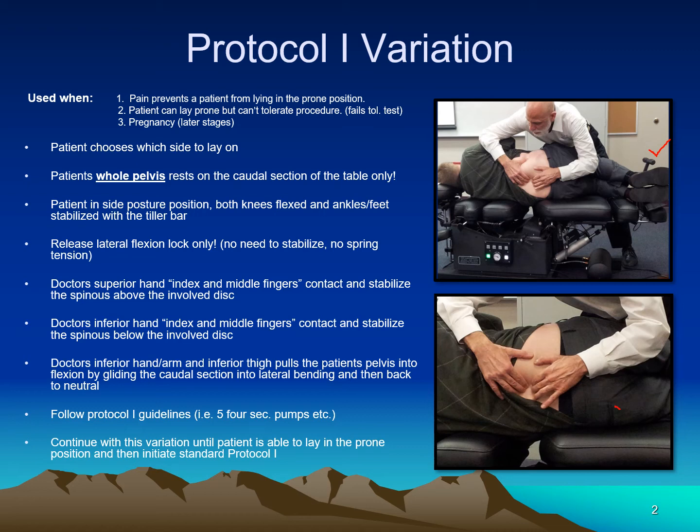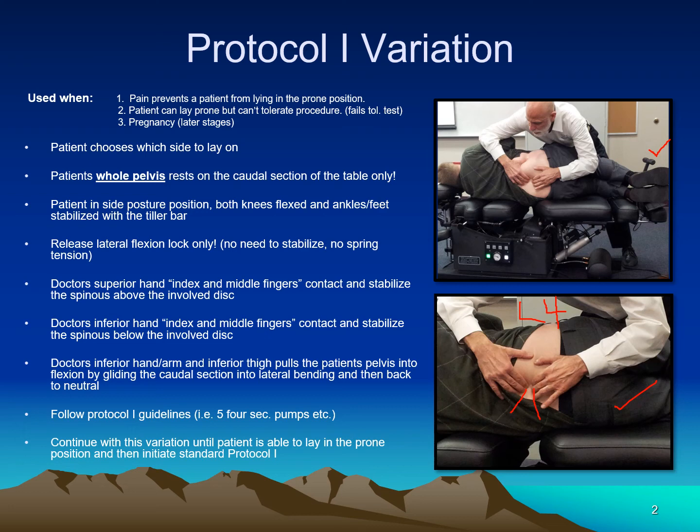Let's take a look at this lower picture right here. So let's say we have an L4 disc lesion. So we know that the two spinouses that surround the L4 disc would be the L4 spinous superiorly and the L5 spinous inferiorly. Okay, so the doctor's superior contact hand right here contacts the inferior aspect of the L4 spinous, and the doctor's inferior contact hand right there contacts the superior aspect of the L5 spinous.